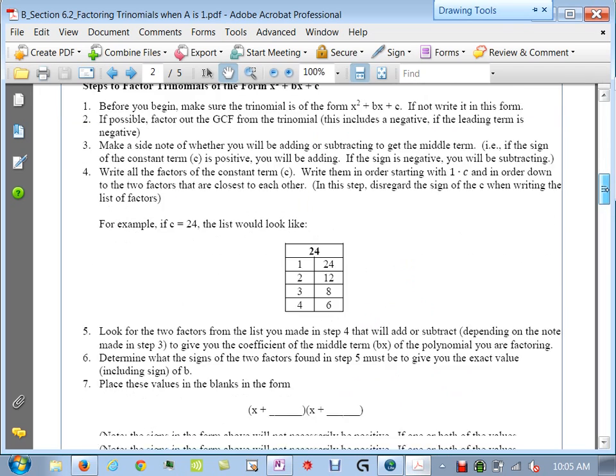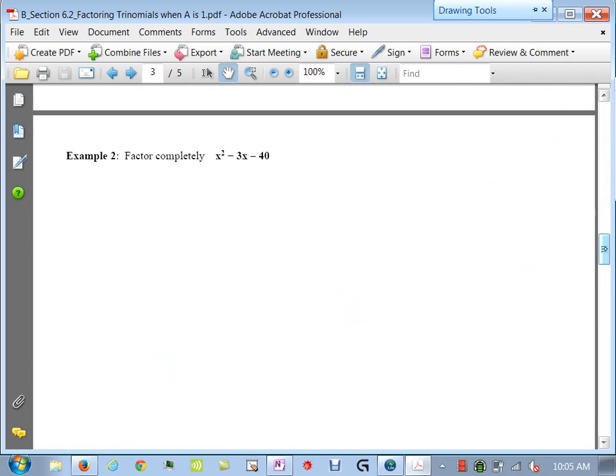Okay, let's look at the next example. x squared minus 3x minus 40.